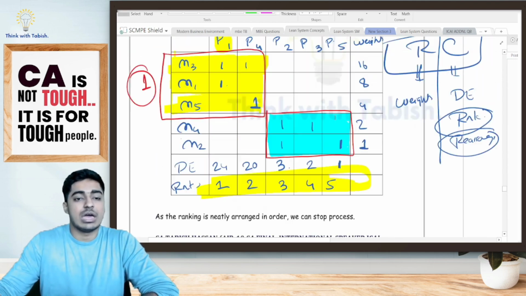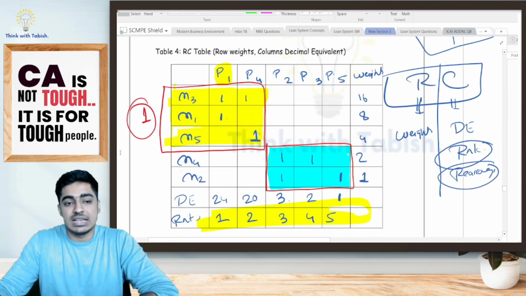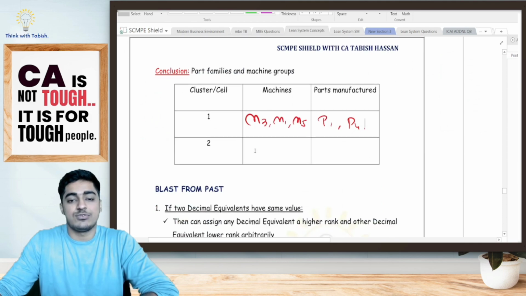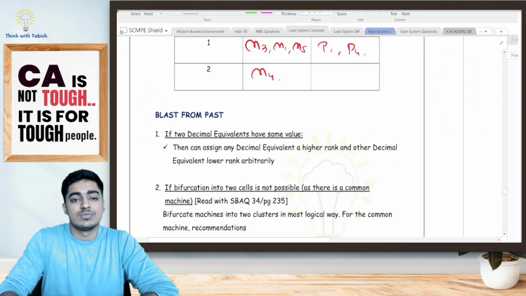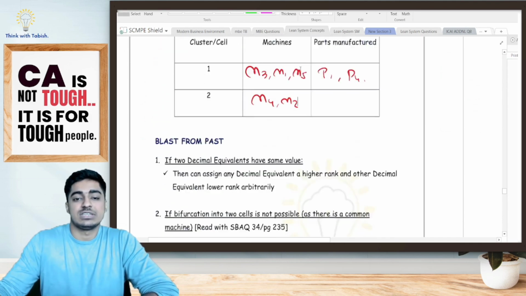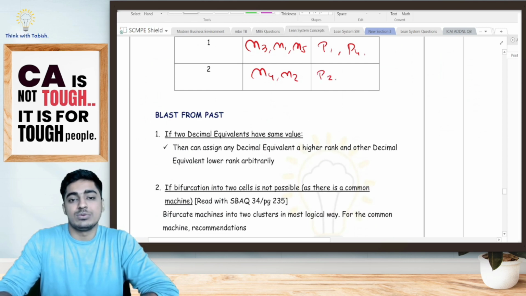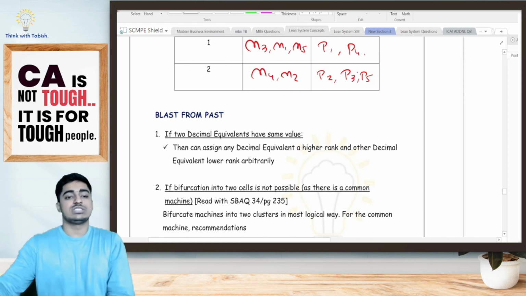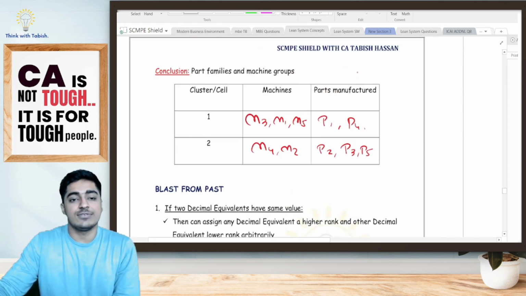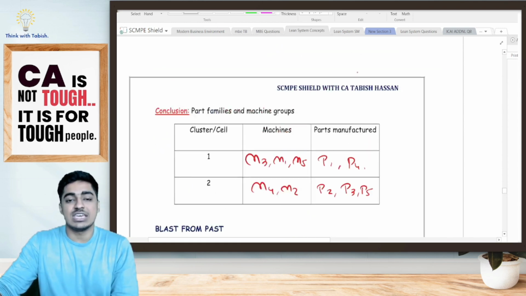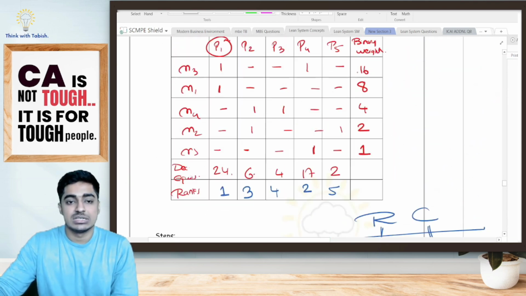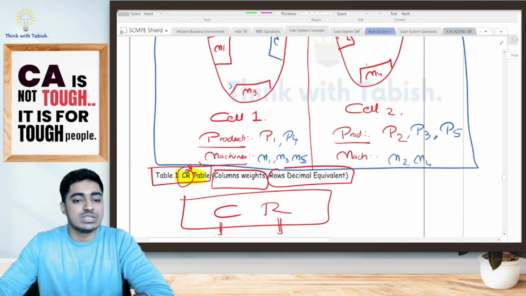And next, you have the second cluster, second cell, where we have two machines, M4 and M2, where we are manufacturing three parts, P2, P3 and P5. Was this the same answer that we got logically? Now let's have a look at that answer, students.